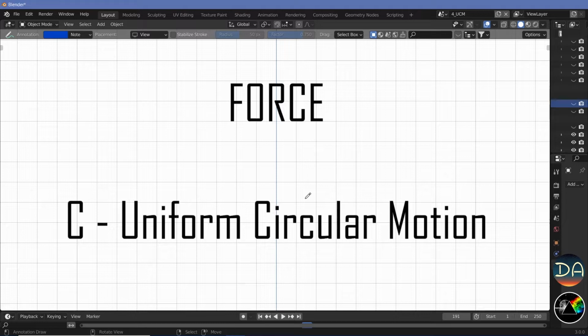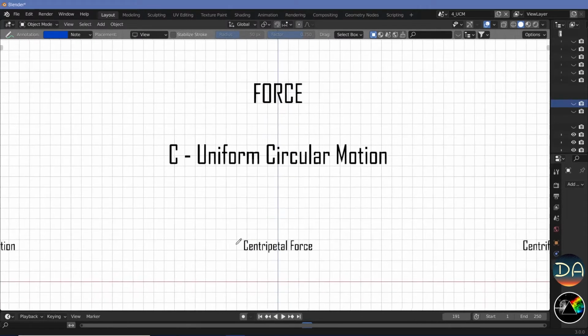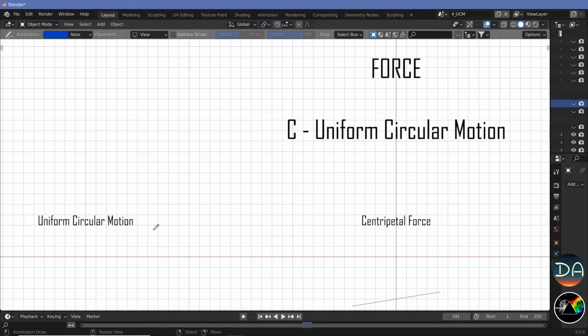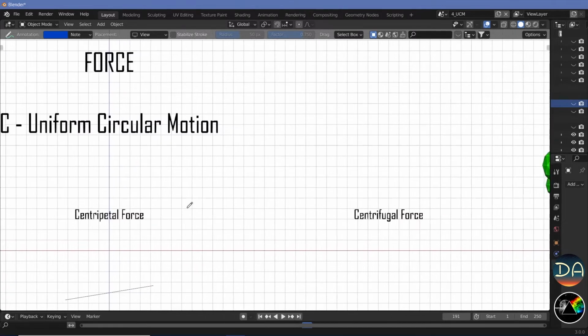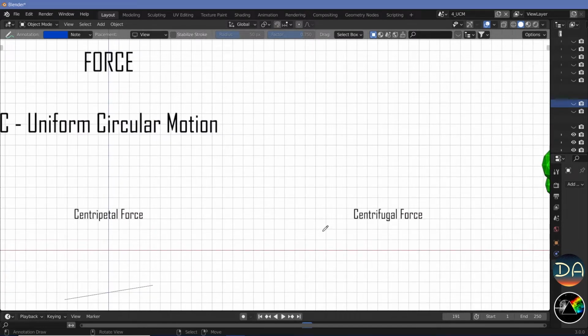We're in Chapter 1 called Force, and in this video we'll be dealing with Part C, which is Uniform Circular Motion. We'll be starting off this video by tackling what exactly uniform circular motion is, and then we will also deal with what is the necessary force to create uniform circular motion, which is the centripetal force. Later, we'll be talking about a fictitious force called the centrifugal force, which helps us explain uniform circular motion while we are in a reference frame that doesn't necessarily notice the uniform circular motion.